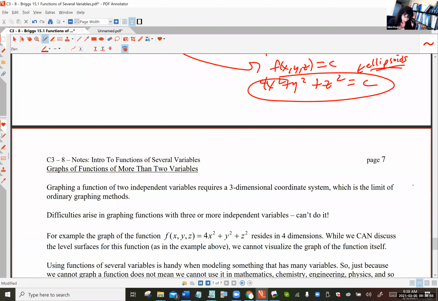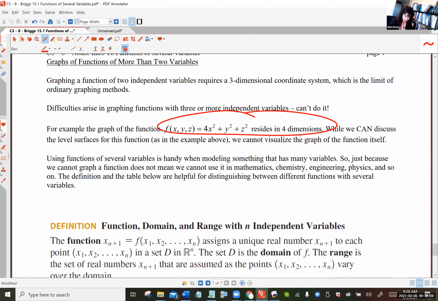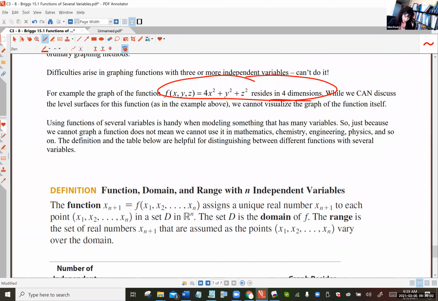And let's move on. And I talk about this residing in 4 dimensions. Now, for those of you who are going to take higher levels of math, you are going to run into functions of more than 3 variables, maybe 4, 5, 6, 7, 8, 9, 10, 100. And you may be thinking, well, that has no relevance to real life.